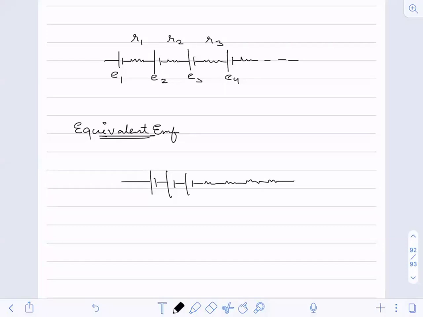Now suppose this is E1, this is E2, this is E3, and the values are 10, 8, 6. So what is the EMF now? The total EMF will be how much? Yes, it will be 24. So it is solved like that. Similarly, the equivalent EMF will be E1 plus E2 plus E3 and so on.